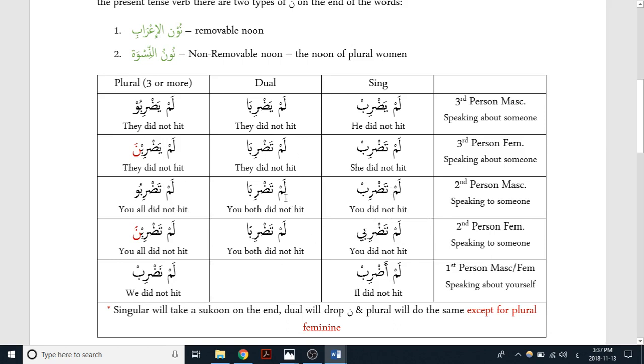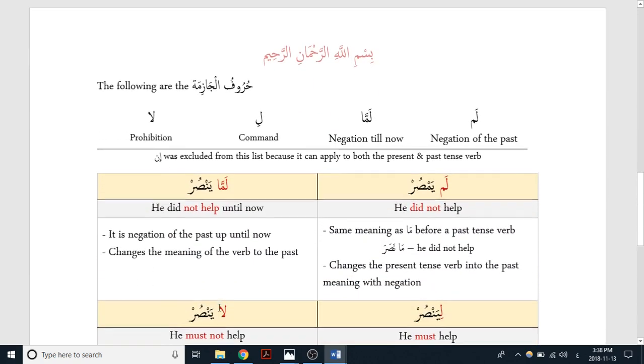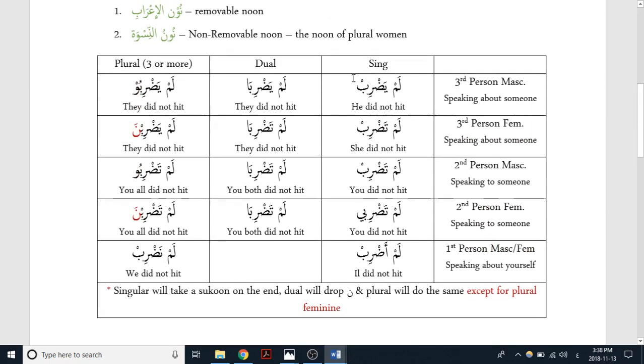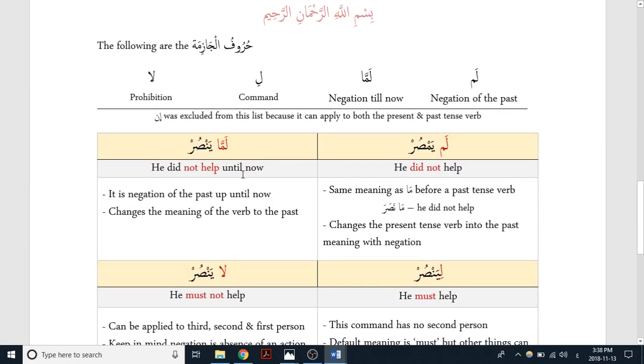So lam tadrib, lam tadriba, lam tadribu, lam tadribi. See, in this case the noon used to be there, dropped. Lam tadriba, lam tadribna remains. Lam adrib, lam nadrib. So the following are the huroof al-jazimah, and they all act pretty much the same when you're conjugating. It's going to be sukoon on this, noon gets dropped, noon remains if it's three or more women. So lam is negation of the past, lamma is negation till now, li is a command, and la is prohibition.